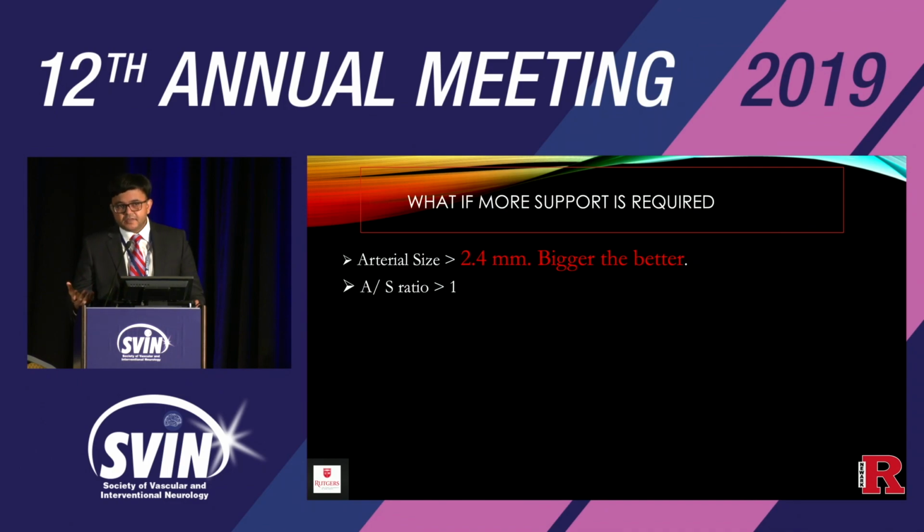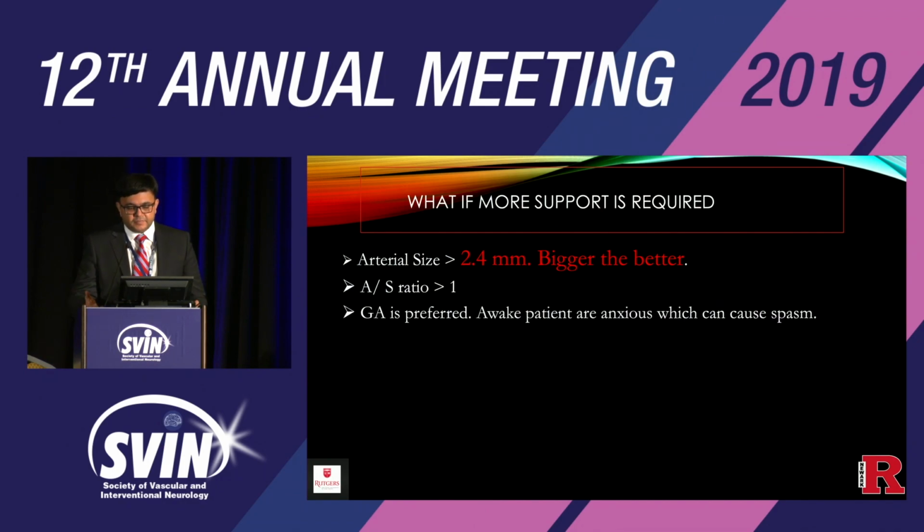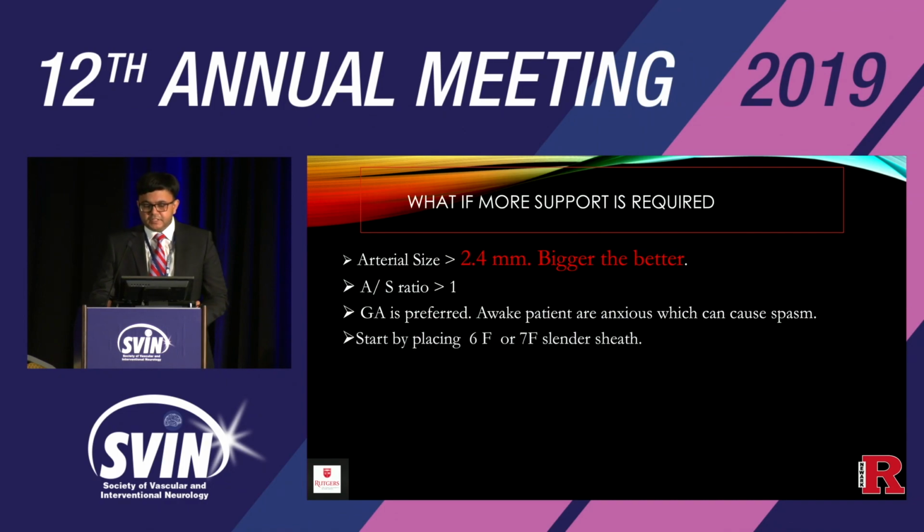I like Infinity. It tracks well. Balt has, some people have experience with the Bella catheter, which is good. Neuron Max, our experience has not been so good. Then we prefer GA. Awake, again, we said the patient can be anxious. Then we either place a 6 French or a 7 French slender sheath.